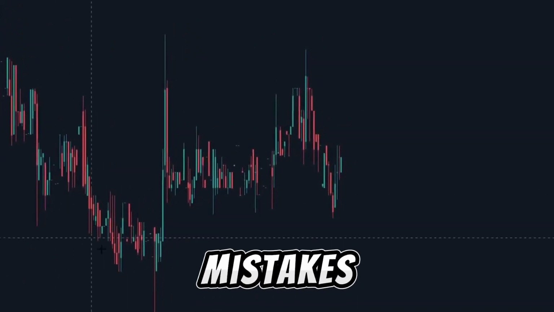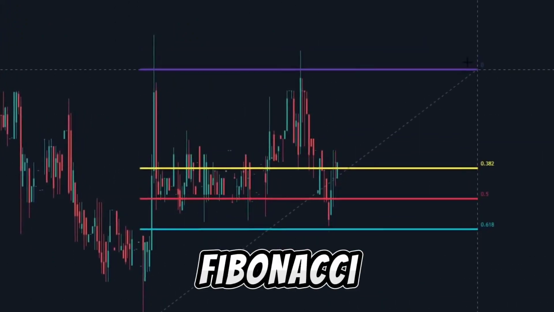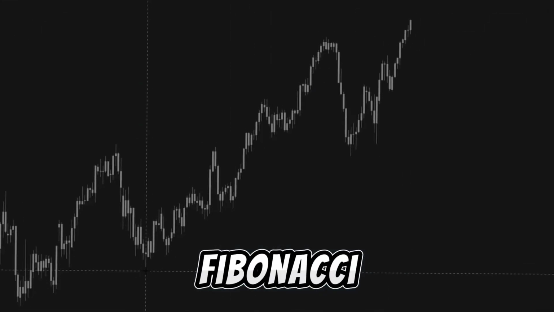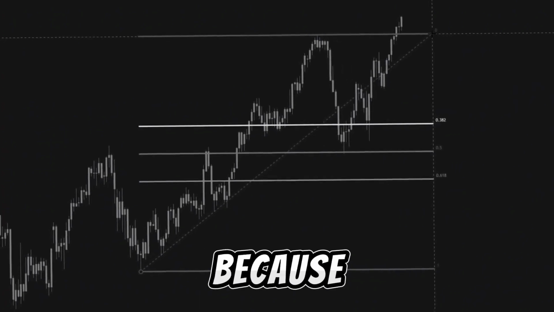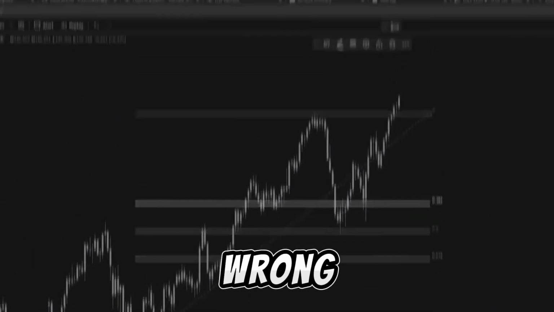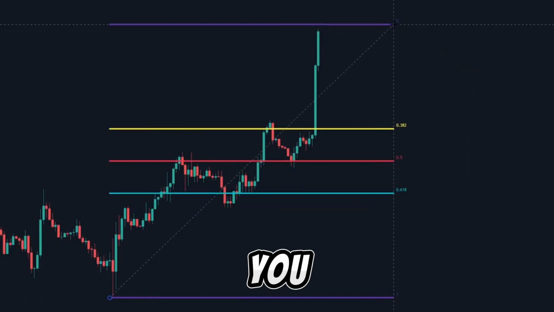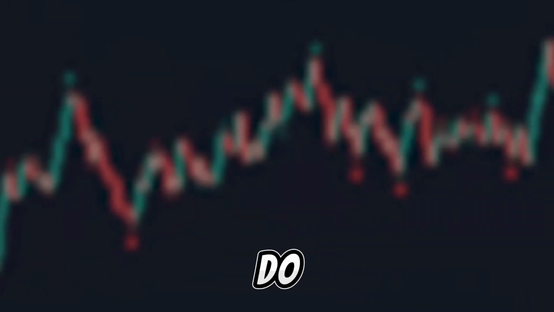Now, one of the biggest mistakes traders have when using the Fibonacci tool is not knowing where to have the starting point and the ending point of the Fibonacci. And this can cause a lot of problems, because if you use the wrong starting point and the wrong ending point, you will get some bad losing trades. For example, this chart. A lot of traders would get confused. Do you put it here? Do you put it here? Where do you put it?